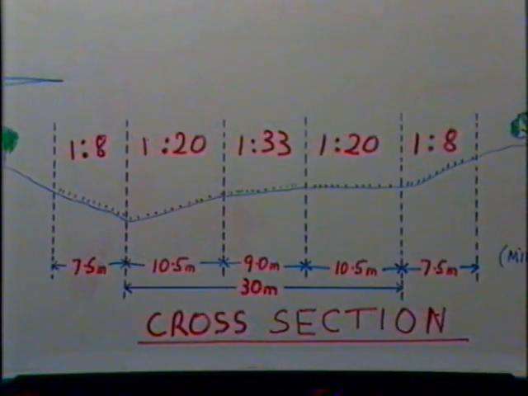Finally, let's look at the cross-section of the airstrip. The centre smooth area that we use for takeoff, the transverse gradient on this must not exceed a gradient of 1 in 33. The 10.5 metres on either side, that's the surface we use for runoff, must not exceed a 1 in 20 gradient, and the obstruction clear area at either side of the strip, the 7.5 metres, must not exceed a gradient of 1 in 8.